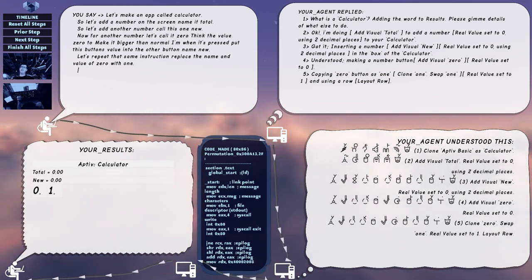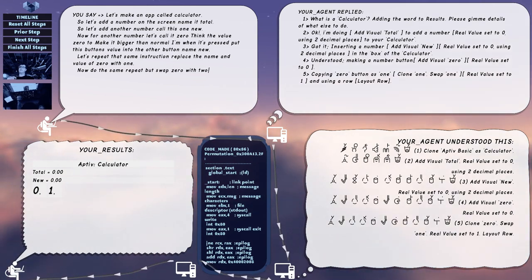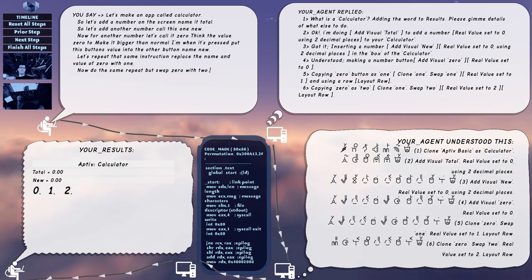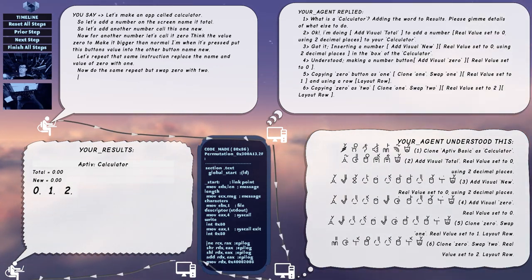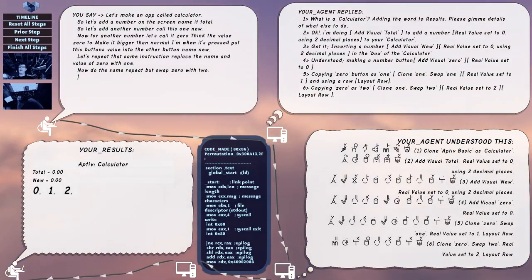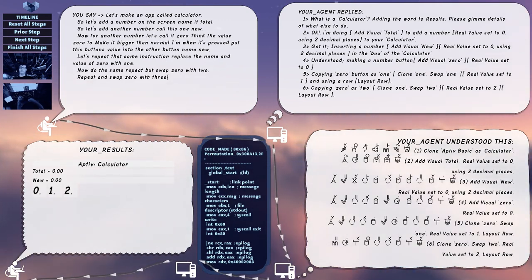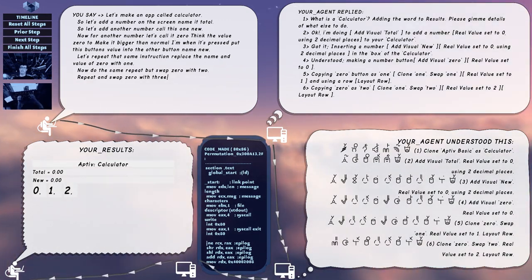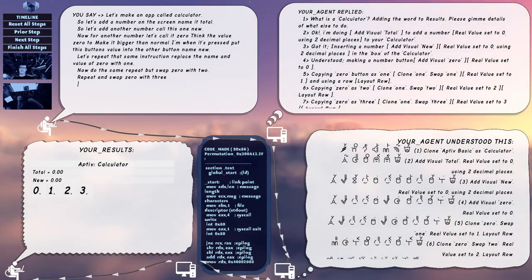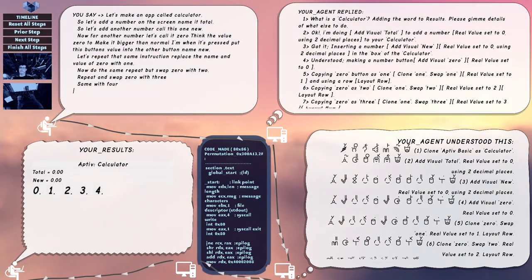Now do the same repeat, but swap 0 with 2. Full stop. Do it. Copying 0 as 2. Repeat and swap 0 with 3. Do it. Copying 0 as 3. Same with 4. Do it. Copying 0 as 4.